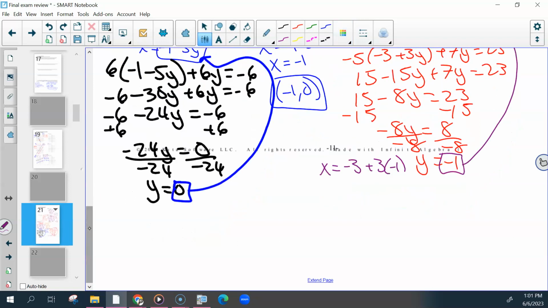So we have negative 3 minus 3, or negative 6. Negative 6, negative 1 would be that final answer. Once you have that, go on to the next page.